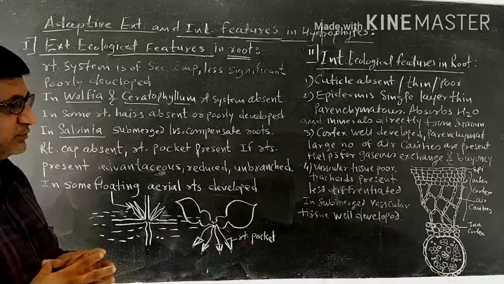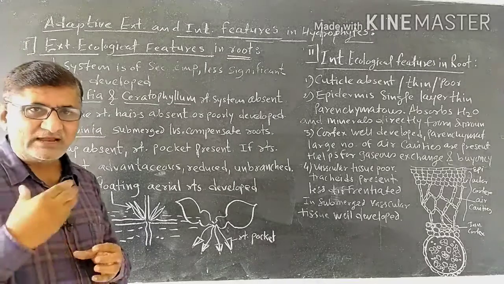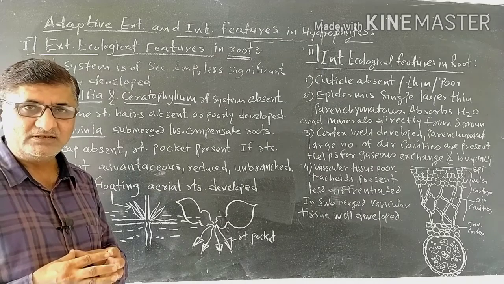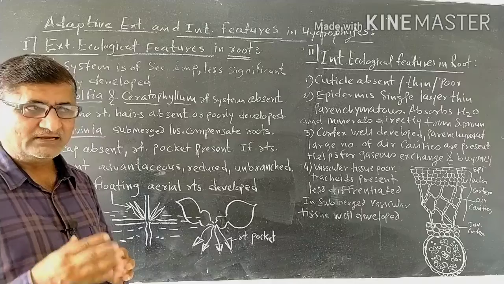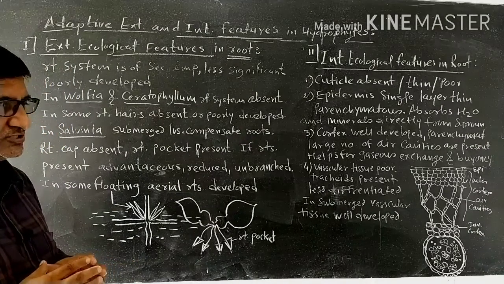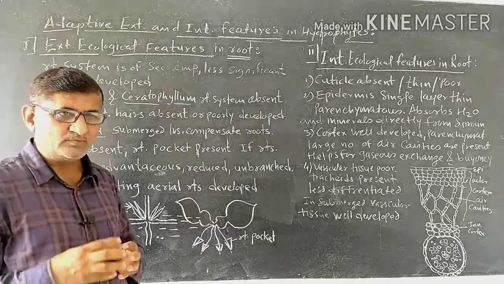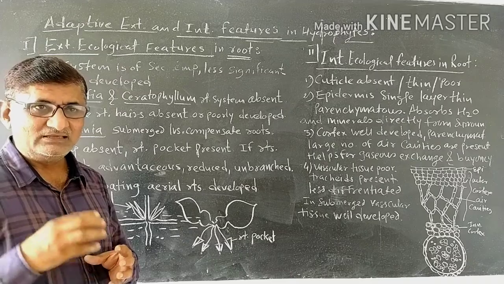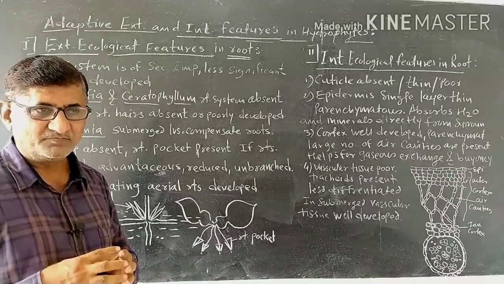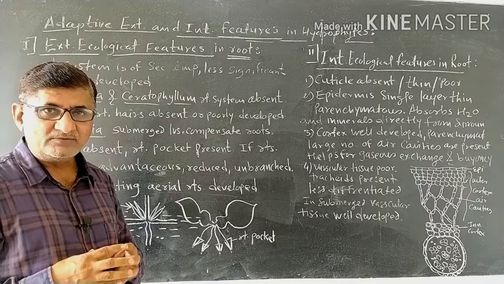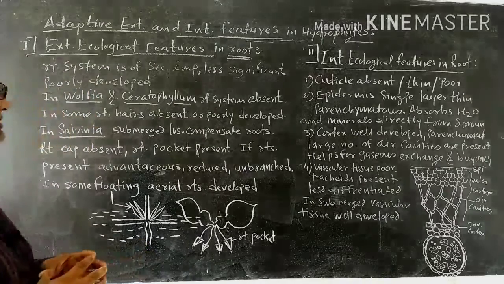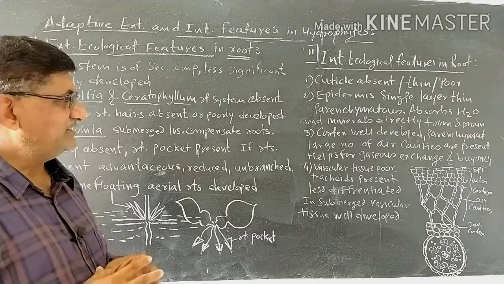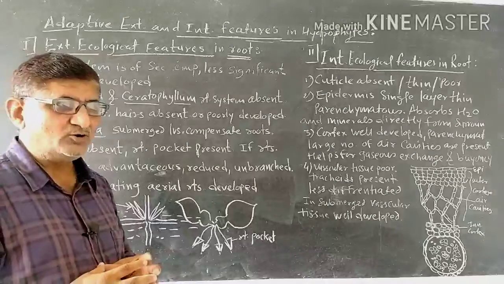Now these different groups of plants show some adaptations or adaptive characters for better survival in a particular environmental condition. So now we want to see what different kinds of adaptations are developed in the different ecological groups of plants in their different parts. Today we are going to study the adaptive external and internal features in hydrophytes. Do you know what is meant by hydrophytes?